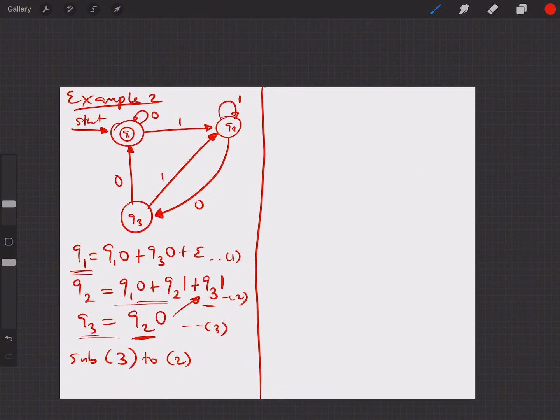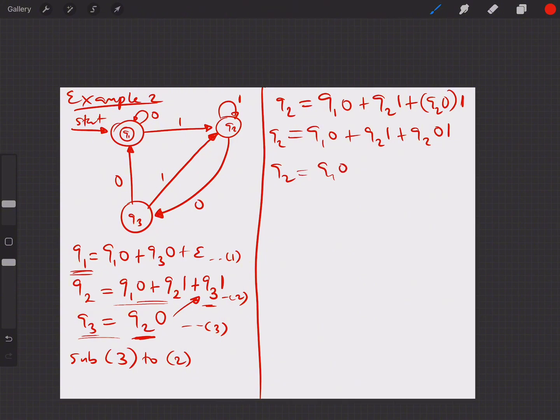So substituting 3 into 2, we have Q2 is equal to Q1 on 0 plus Q2 on 1 plus Q2 on 0 with a 1 outside. Expanding that, Q1 on 0 plus Q2 on 1 plus Q2 on 0, 1. There's something in common here. Factorizing out Q2, we have Q1 on 0 plus Q2 times 1 plus 0, 1. By now, you should have noticed Arden's theorem, R is equal to Q plus RP, right? Where Q2 is R.